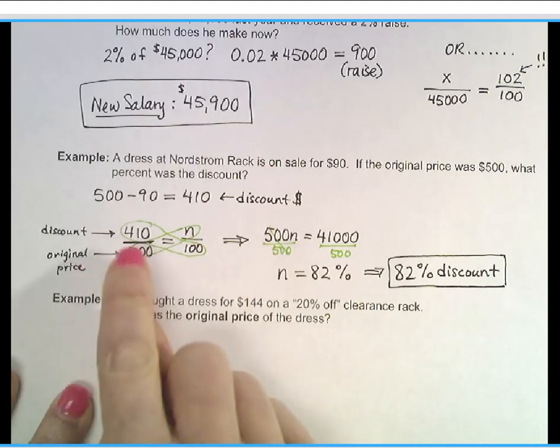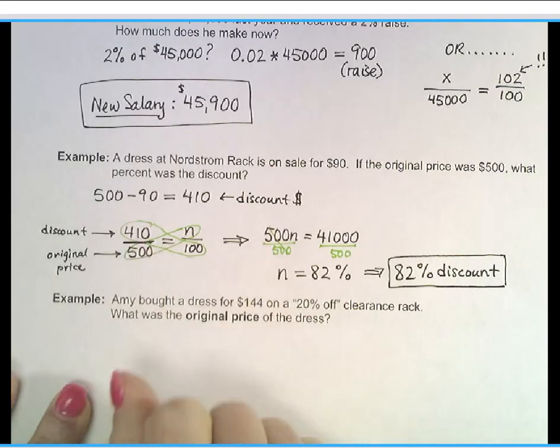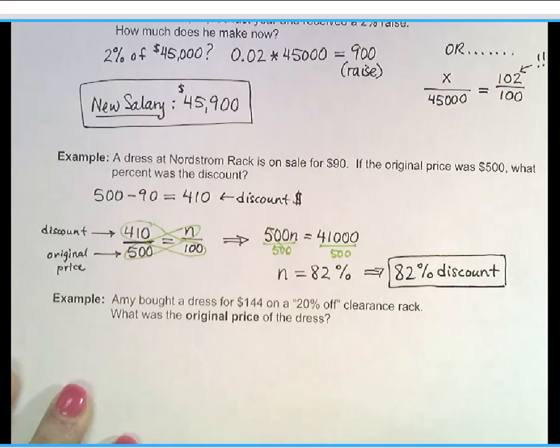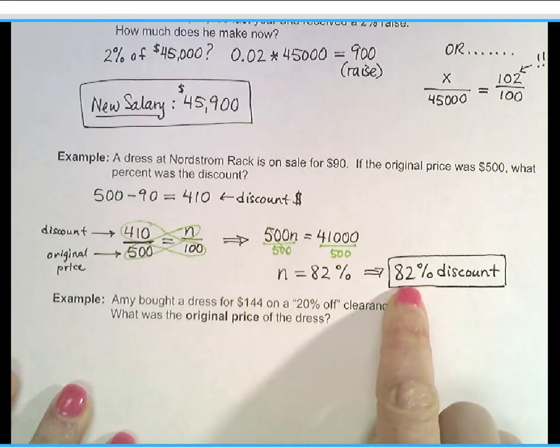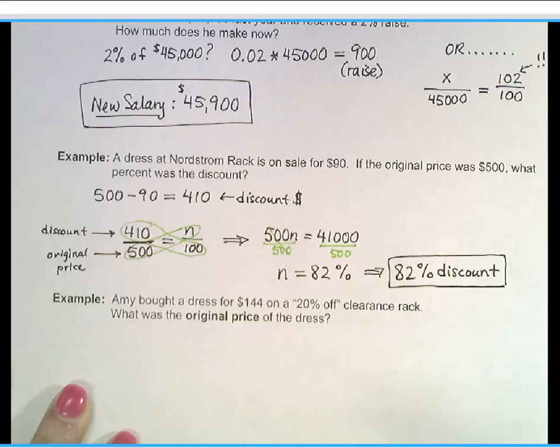If you put the 90 in there, you would end up getting, I think, 18%. So the $90 that you paid is 18% of the original price, meaning if it was 18% that you paid, it was 82% that you didn't pay. So you kind of have to think about it backwards if you use the 90.